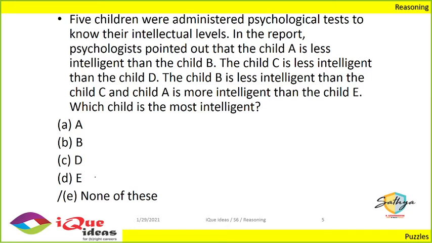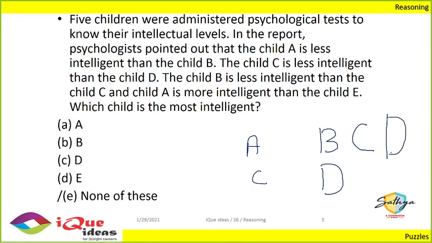So, 5 children administered psychological tests. It is given that A is less than B, C is less than D, B is less than C. So if B is less than C, then obviously C is less than D. So B is also less than D. And A is more intelligent than child E, which makes E as the least intelligent and D as the most intelligent. So option C should be my right answer.